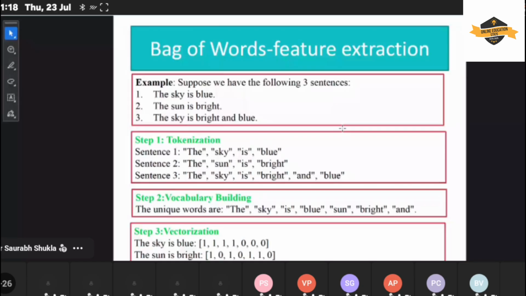Like this one. Suppose we have the following three sentences. The sky is blue, the sun is bright, the sky is bright and blue. Now you can see there are many repeated words. Sentence 1, the sky is blue. Sentence 2, the sky is bright. Sentence 3, the sky is bright and blue. Like this one. Tokenization means you are breaking sentence 1 into individual words. You can see that the is separate, sky is separate, is is separate, blue is separate, sun is bright, and all those things. Now there are certain stop words also, like is, and you can remove these words also. But for vocabulary building, you need to keep the unique words.